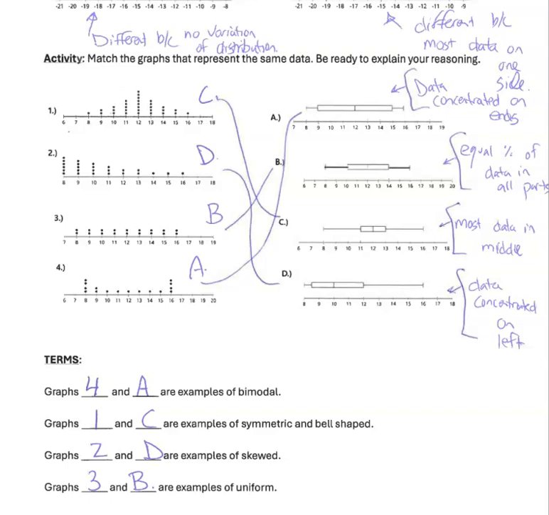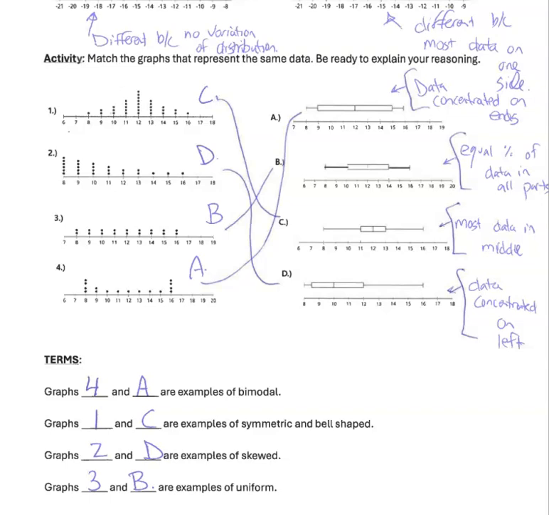Now the next one, you could see that most of the data was centralized. 50% of it is between 11 and 13. So when you look at this, the only graph that makes sense is number 1. So 1 is C. And then the last one, you see that the first quartile, where 25% of the data is going to be, is squished all the way really tightly to the left.